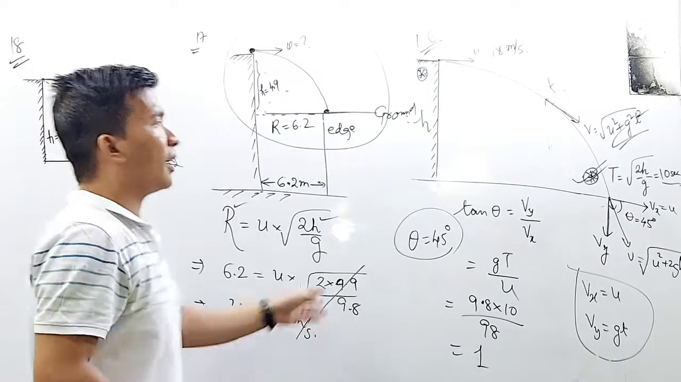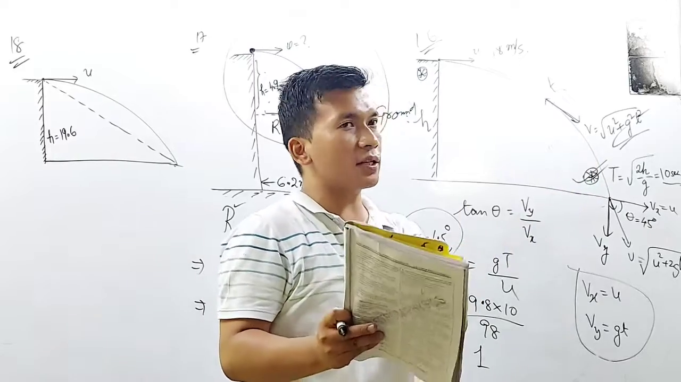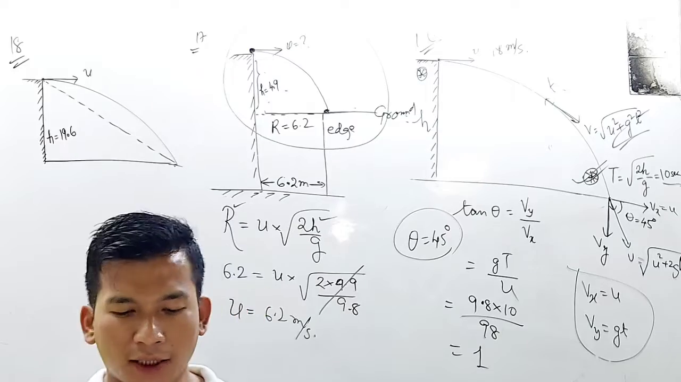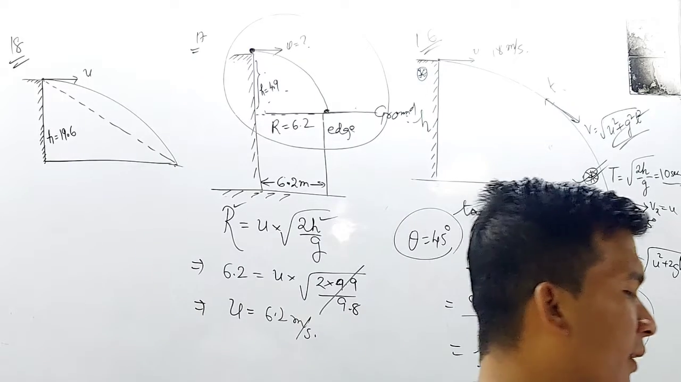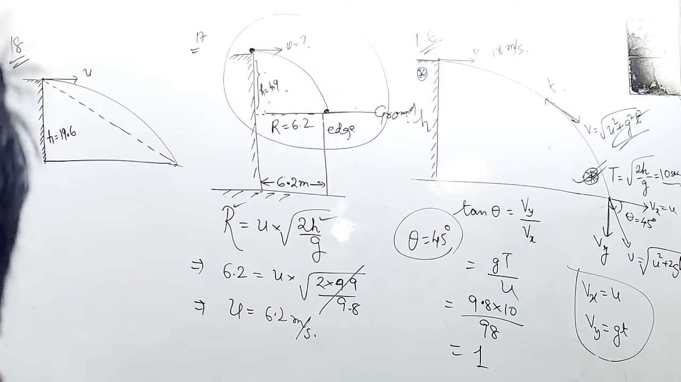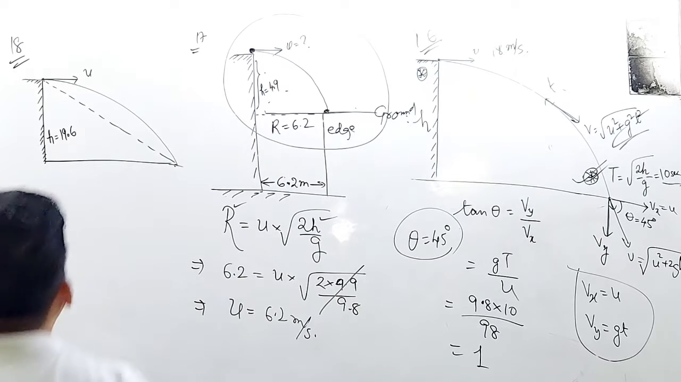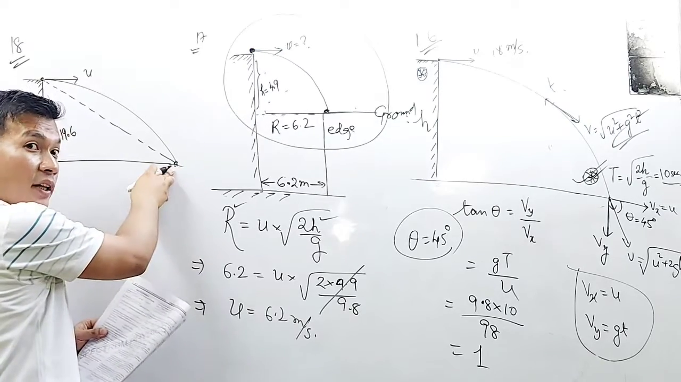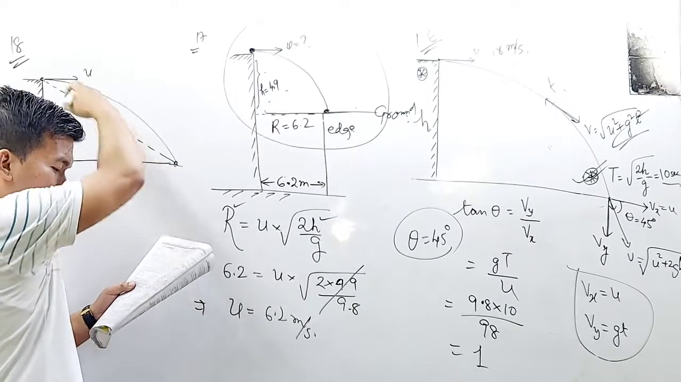This is not about the striking angle, a hypothetical question. The point of projection. Question number 18: from the top of a tower 19.6 meter high, a ball is thrown horizontally. This is the point of projection, this is the striking point.